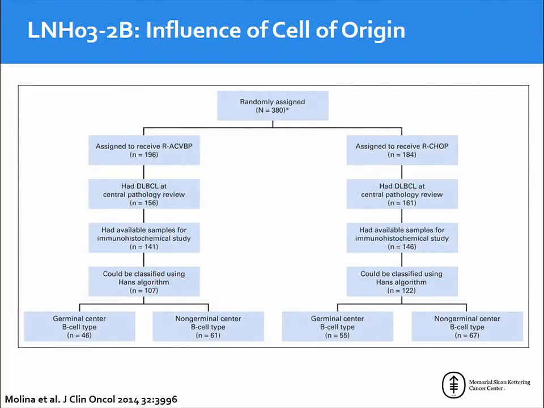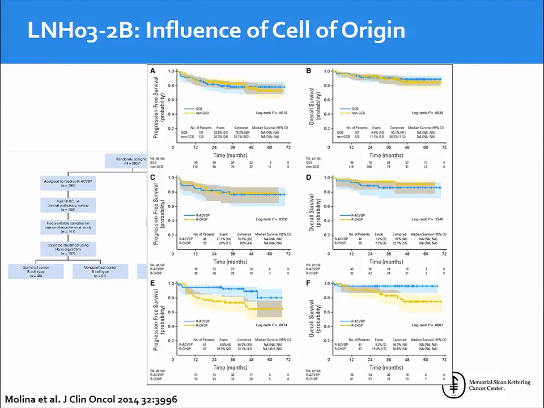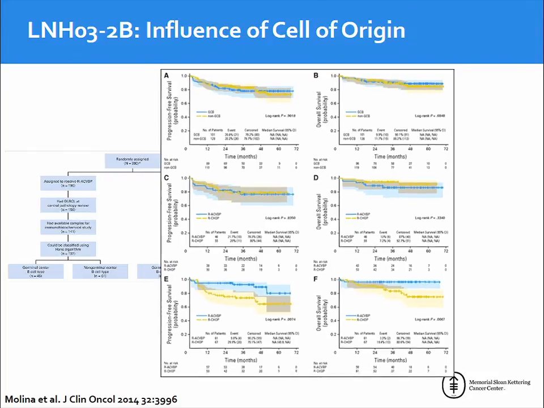Here is the analysis by cell of origin. What you can see is the outcomes are very good, but when you look at cell of origin, when you look at the CHOP group of patients versus ACBP in the germinal center tumors, not a whit of difference. However, if we look at RACBP versus CHOP in the activated B-cell tumors, there's an enormous difference in favor of RACBP. Again, evidence that you can overcome the adverse effect of the ABC tumors with chemotherapy.